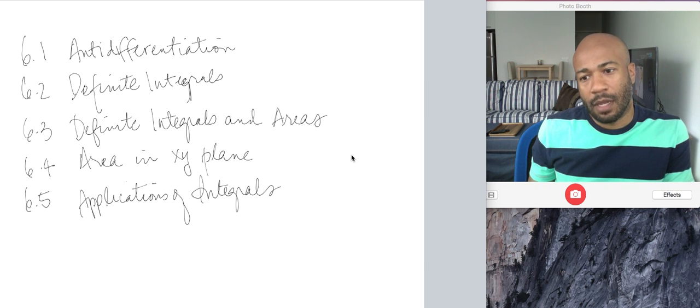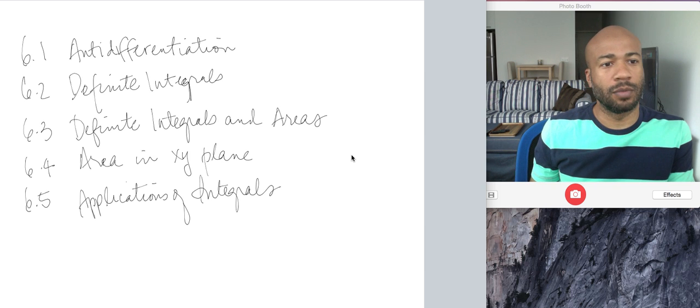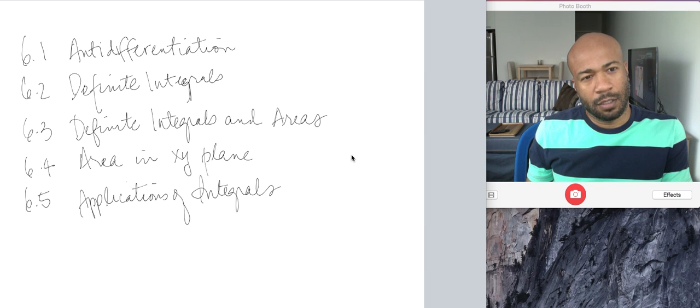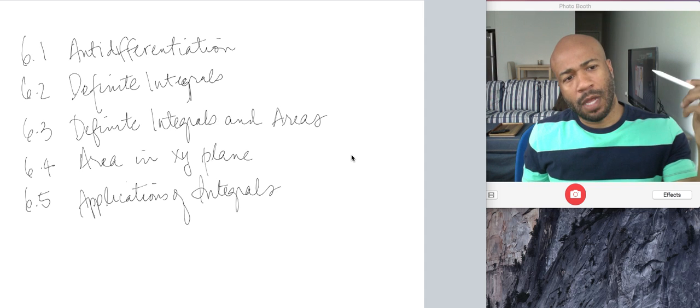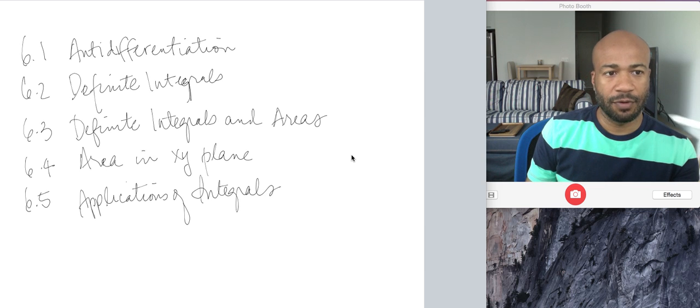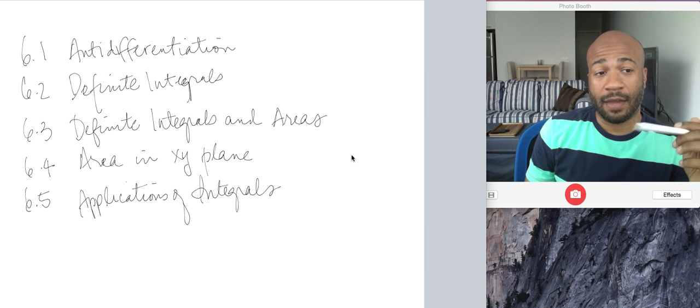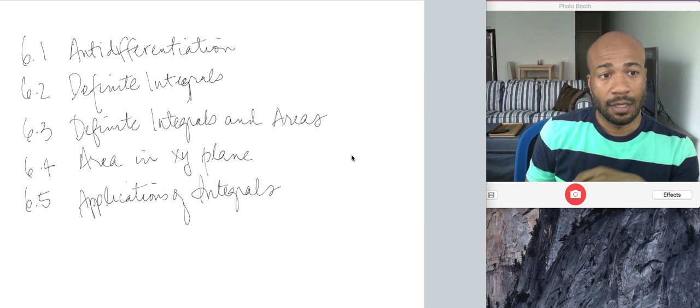And then 6.5, you need to let me know if you guys are going to do applications, but we can go over applications. If I'm not mistaken, I think it's concerning cost and position, velocity, acceleration kind of stuff, so we can take a look at that. But you should know by now that since we're talking about business calculus, if you have a cost function, then the derivative of that is the marginal cost function. So we'll be able to go back and forth now as we take a look at integral calculus, or anti-differentiation.